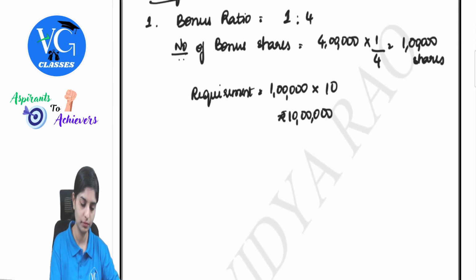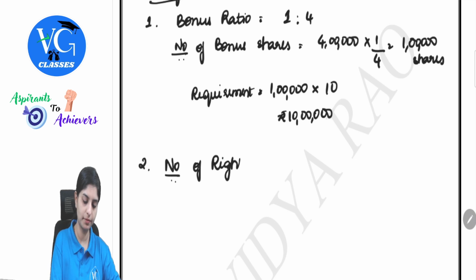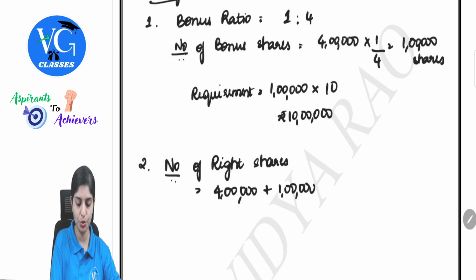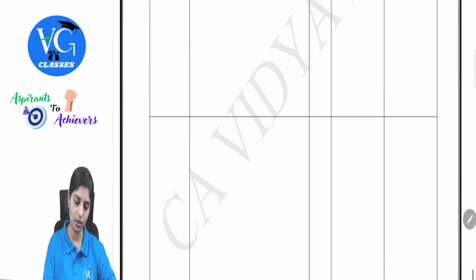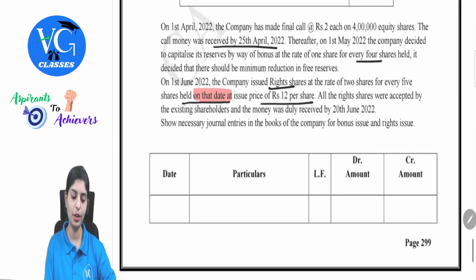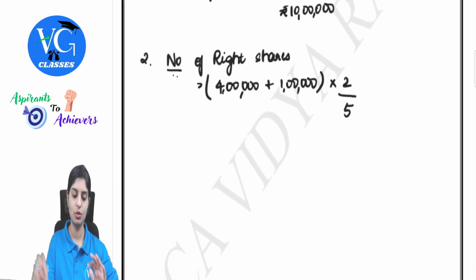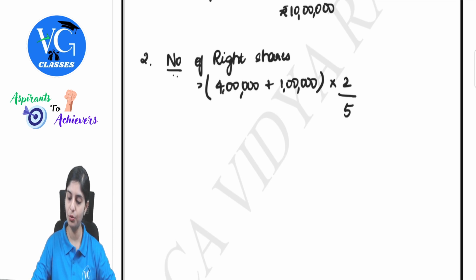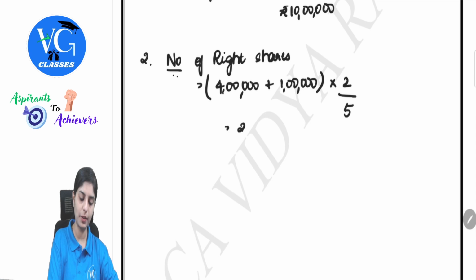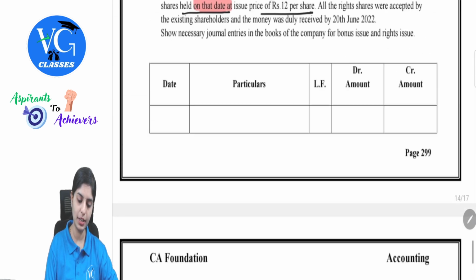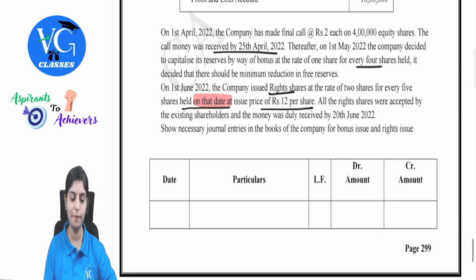Number of rights shares will be 4 lakh shares plus 1 lakh from bonus issue into 2 for every 5 held. That is what is given, right? 2 for every 5 shares held. So this will be 5 lakh into 2 by 5. Number of rights shares is 2 lakh. So what is the rights issue price? It has been issued at 12 per share.